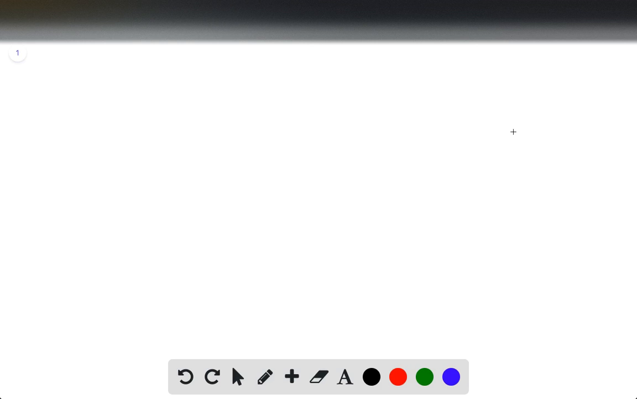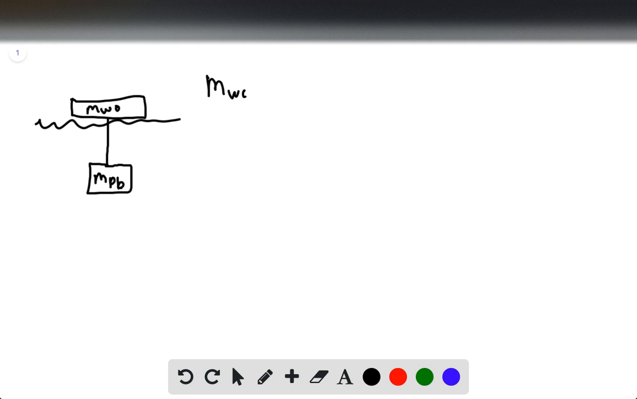So let's draw this system. We have some water here, and we have the mass of the wood here. We'll denote it W-O, and then we have a string with a mass connected, and this will be the mass of the lead. So we'll just say mass of PB, sub PB. We know that the mass of the wood is going to be equal to 3.65 kilograms.